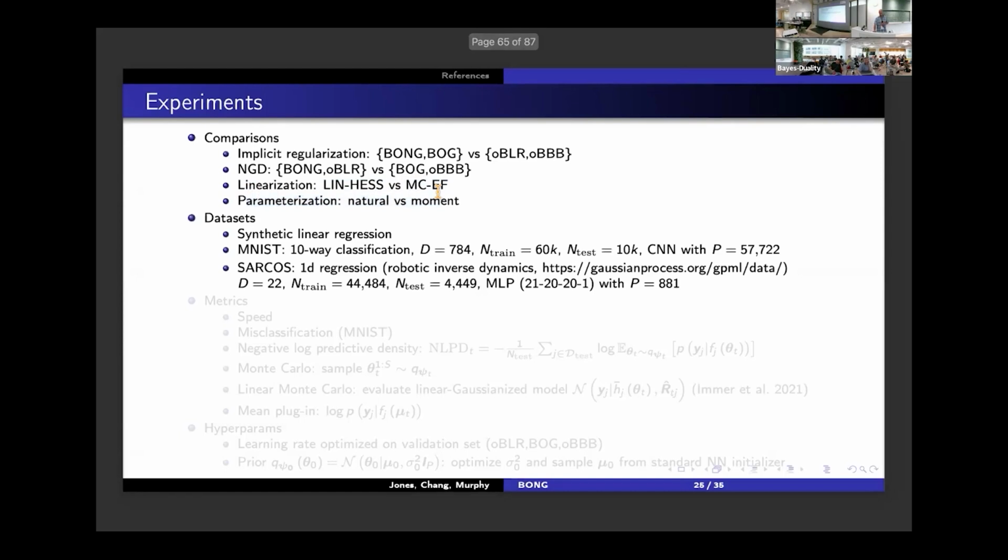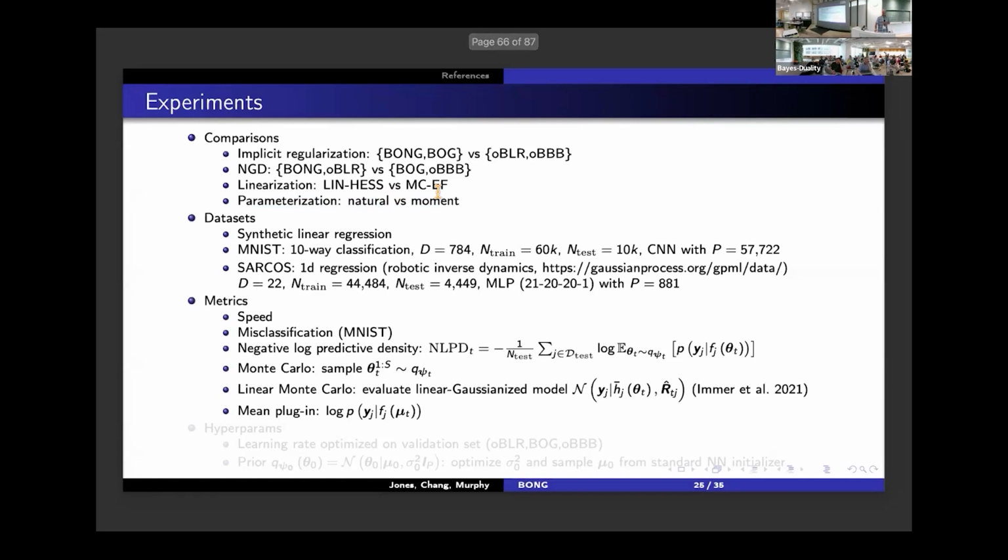We do it on a few different data sets. I'll just talk about the MNIST data set here. And we look at standard metrics: speed, computation time, right? And then misclassification and predictive likelihood. Let me not get into the other details there.